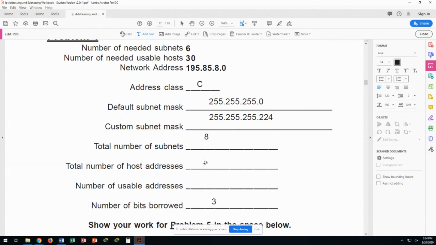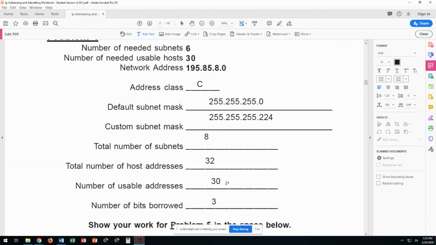All right, so how many hosts? How many bits do we have to start with? We had 8, because it's a class C. So we borrowed 3. So how many are left? 5 bits left. So how many hosts can we do with 5 bits? 2 to the 5th, 32. So we got 32 IPs. So how many of them are usable? 30. So now we've got 8 networks with 30 usable hosts. That meets our criteria. We needed at least 6 with 30.